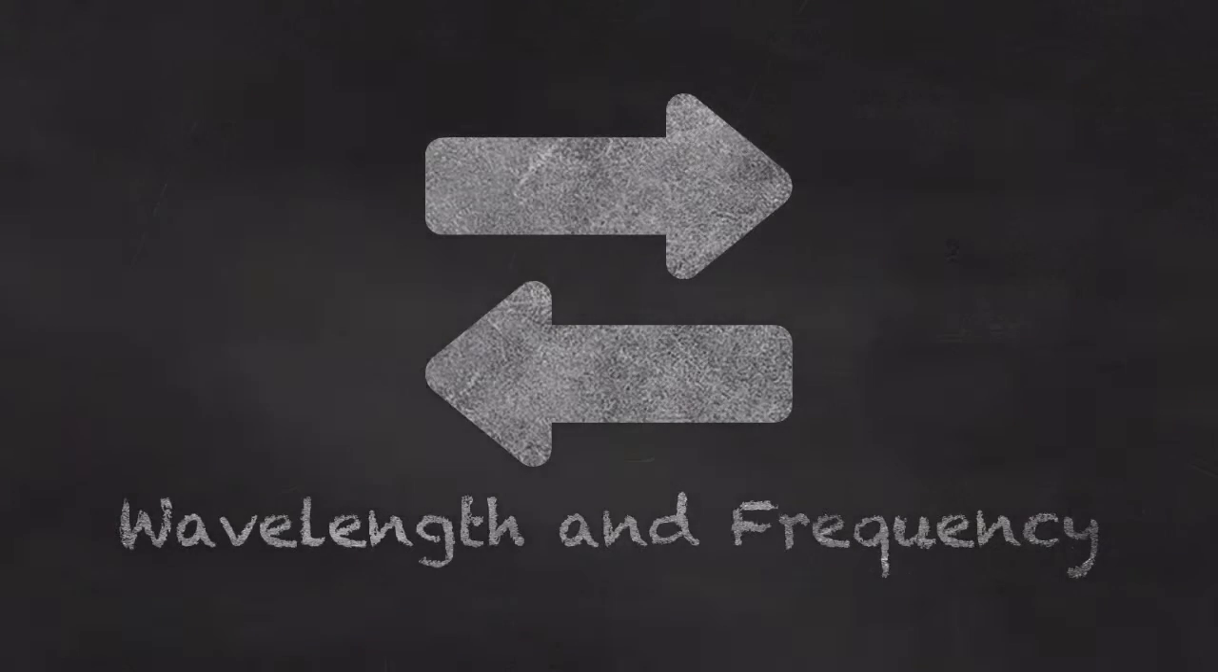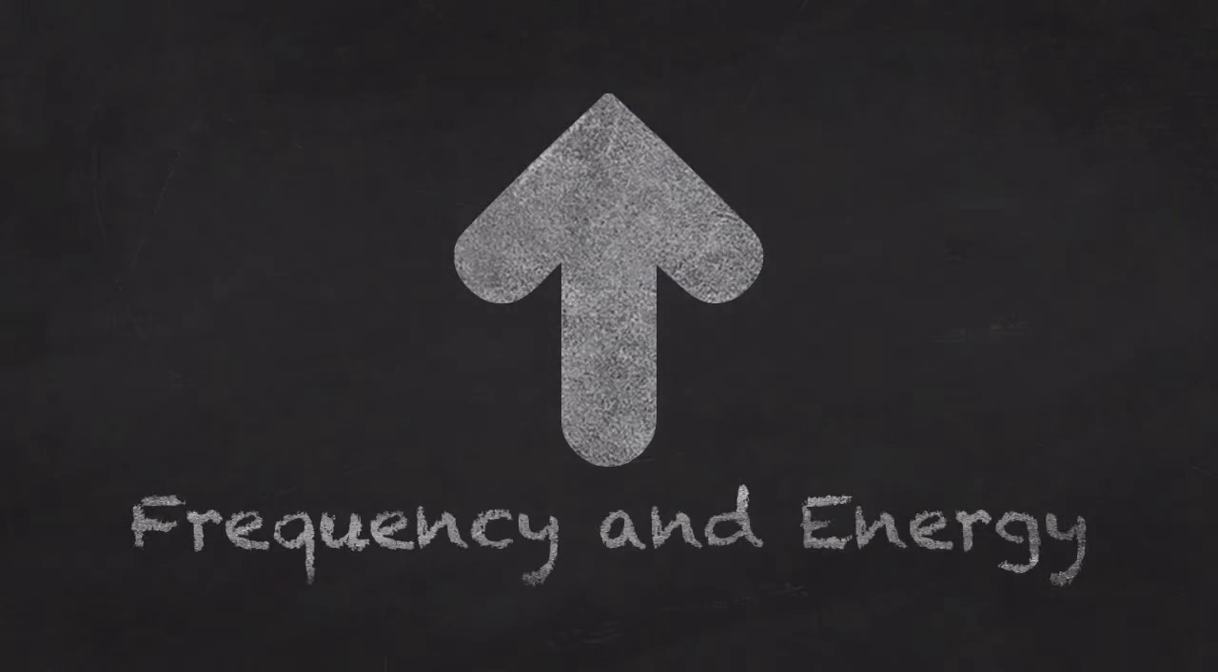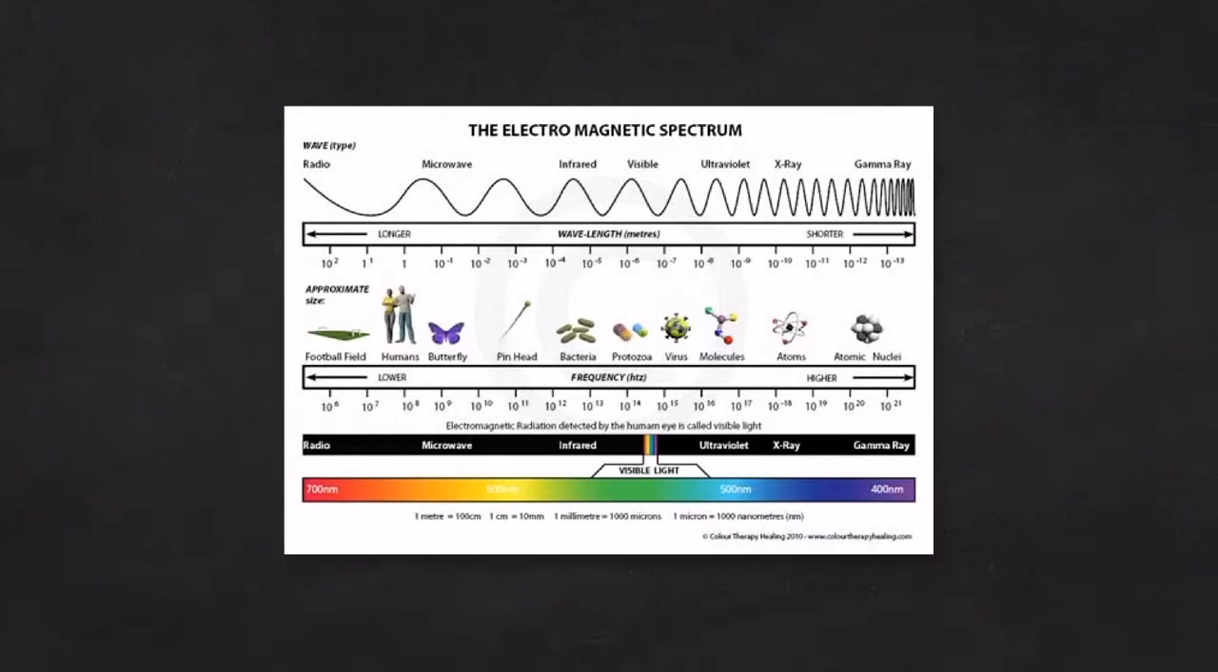The longer the wavelength of the wave, the lower the frequency. The bigger the frequency of the wave, the higher the energy that wave has. Let's look at the different sections in the electromagnetic spectrum.